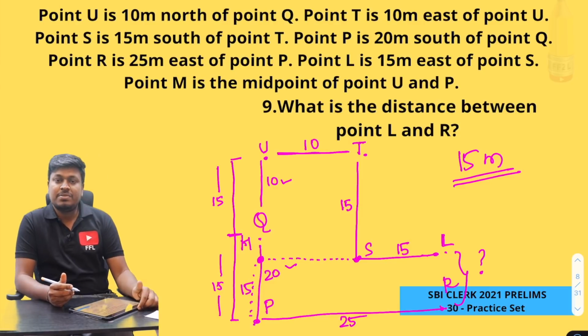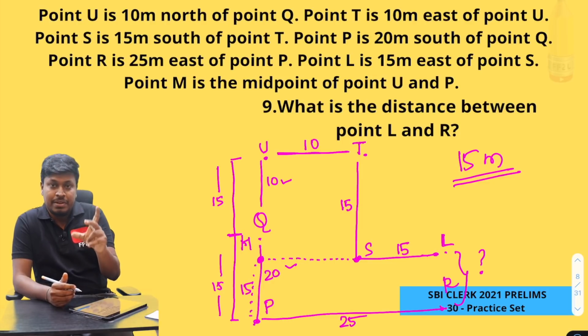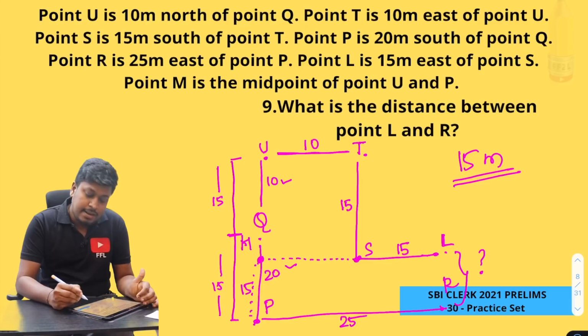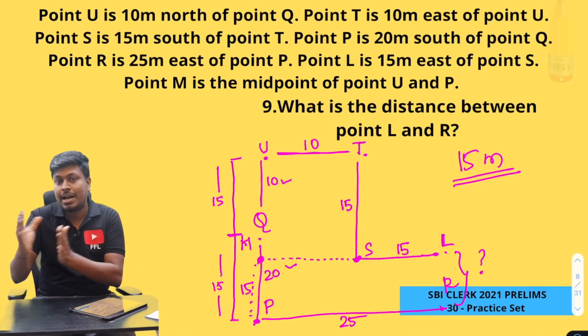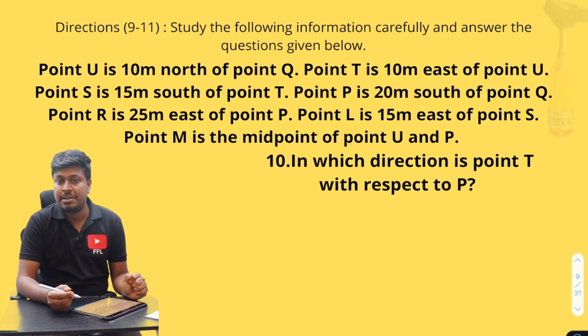Got it or not? Because we already know that P and M, M and U both are the same distance, because M is midway between P and U. So only one possibility: the distance between M and P should definitely be 15 meters. If M and P is 15 meters, then L and R will also be 15, because both are parallel lines. So we can say the distance between L and R will be 15 meters.